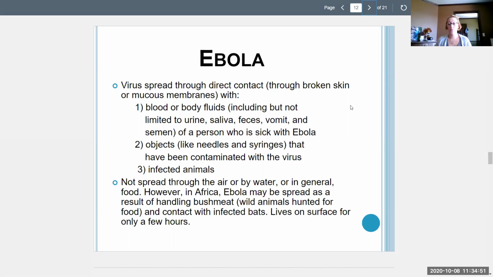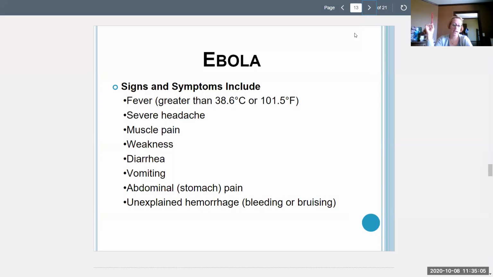However, in Africa, Ebola may be spread as a result of handling bushmeat, which is wild animals, in contact with infected bats. And it lives on a surface only for a few hours. Signs and symptoms: fever, headache, muscle pain, weakness, diarrhea, vomiting, abdominal pain, and unexpected hemorrhage. So that's the big thing with Ebola, was the hemorrhage and the severe vomiting and diarrhea.